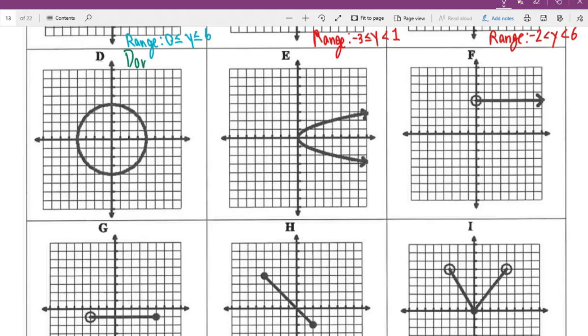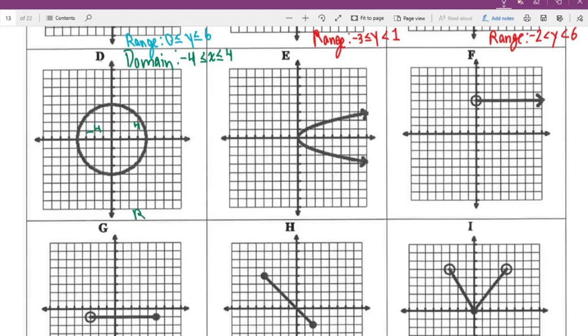I'm going to find the domain for this one. I'm going to see where x starts from the left and where it ends, starting at the origin. So -1, -2, -3, -4, and then to the right, 1, 2, 3, 4. So I'll put -4 is less than or equal to x is less than or equal to 4.